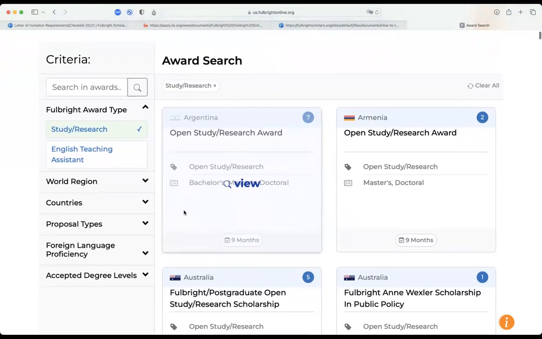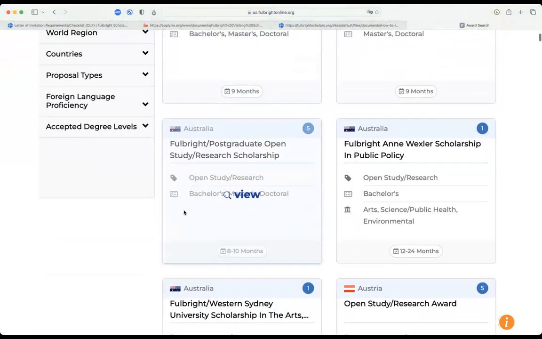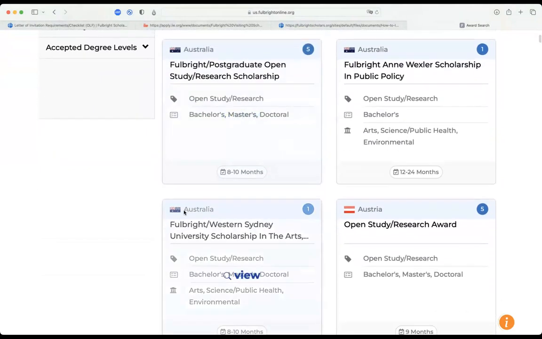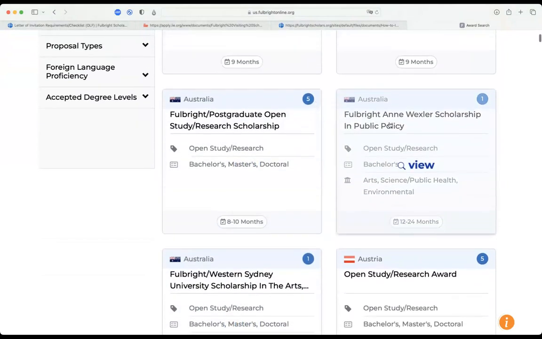So for study and research, let's say for our purposes that you were wanting to go to Australia. And so you're looking at these opportunities, and there's this public policy scholarship. Okay, if you're in public policy, you might look at this and say, awesome, this is what I want to do. And it's even an award that can go for 12 to 24 months. Like, yes, 2 years, that's what I want to do.